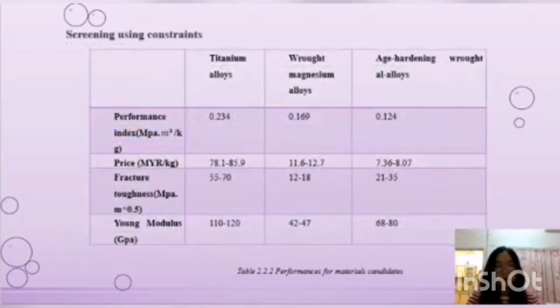After that, screening using constraint. After eliminating tungsten alloy and nickel-based superalloy, there are 3 material candidates left, which are titanium alloy, rod magnesium alloy, and age hardening rod aluminum alloy. The table shows the performance of the material candidates based on their constraints.